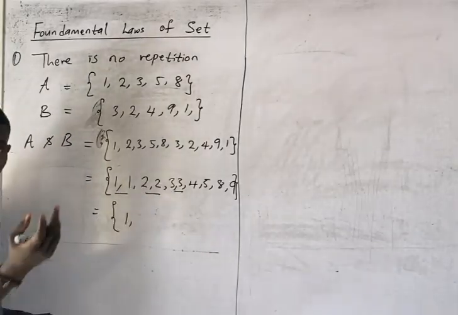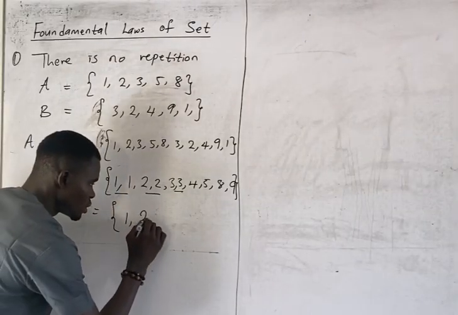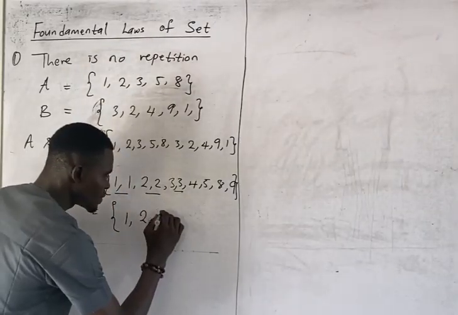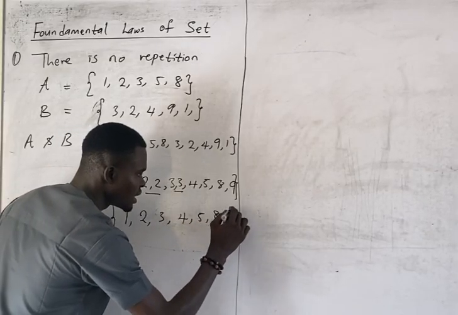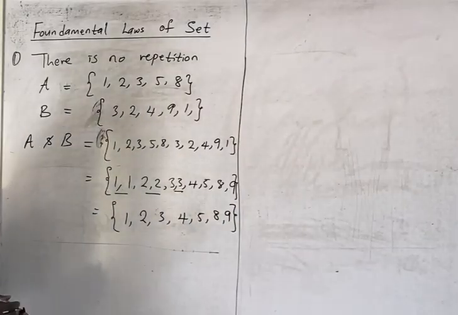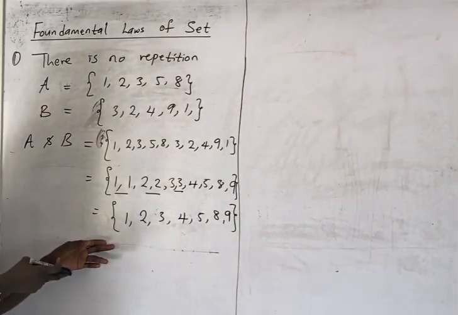For these 2 as well, we have 2 in 2 places. You are only allowed to write 2 once, like this. And then we have 3, 4, 5, 8, 9. Do you understand? So this one is equal to this.